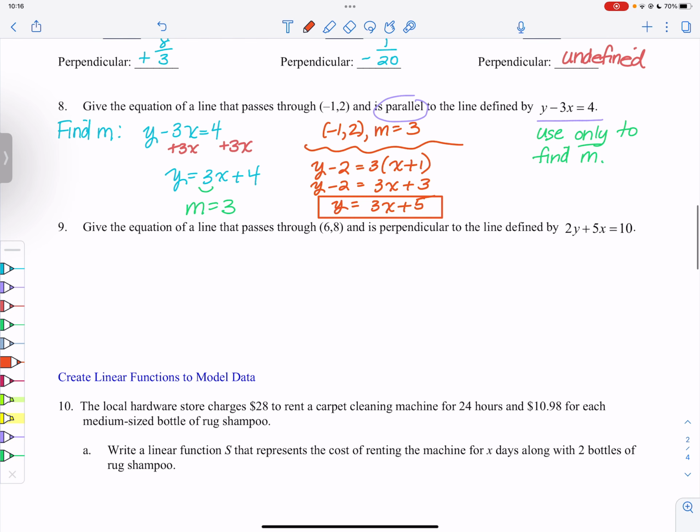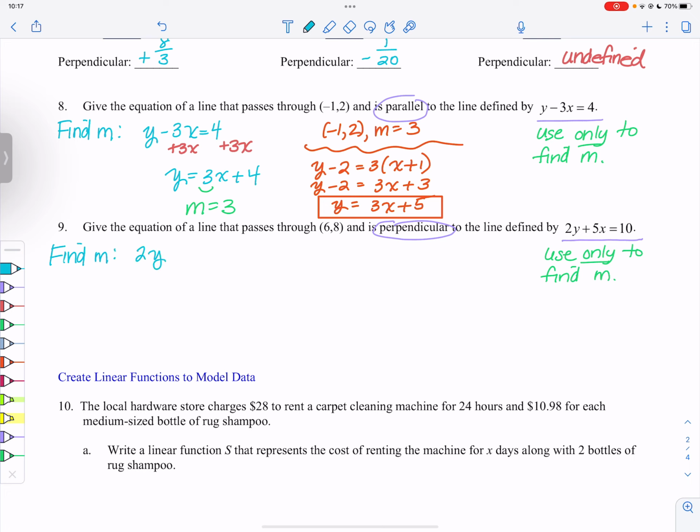Okay, now let's give the equation of a line that passes through (6, 8), but this time is perpendicular. So using this line, we only want to use this to find m. We will not use it for anything else. So we're going to solve it for y. So let's go ahead and find m.